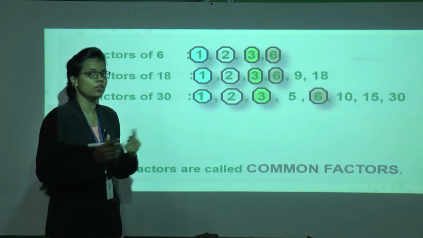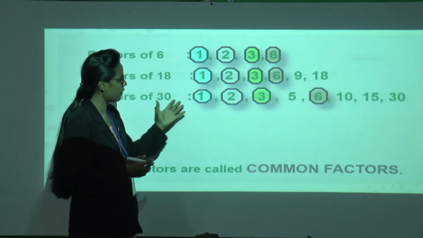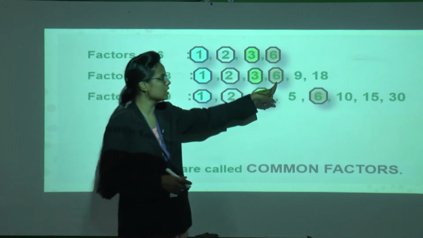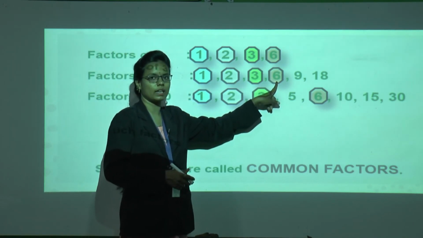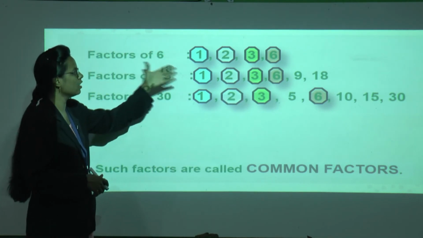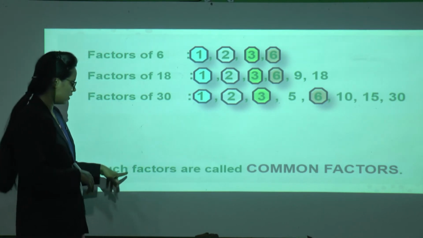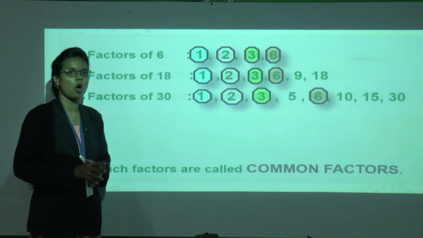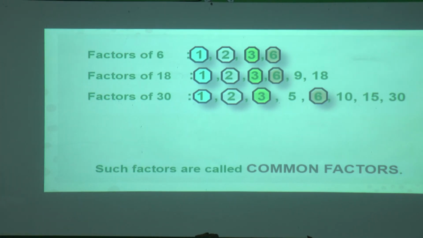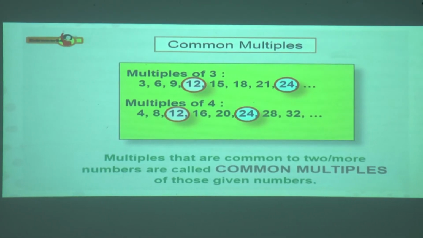Now by this, can you tell which is the highest common factor of these numbers? Yes, the highest common factor is 6. So such factors are called common factors. Okay. These are the common factors. Let us see common multiples.